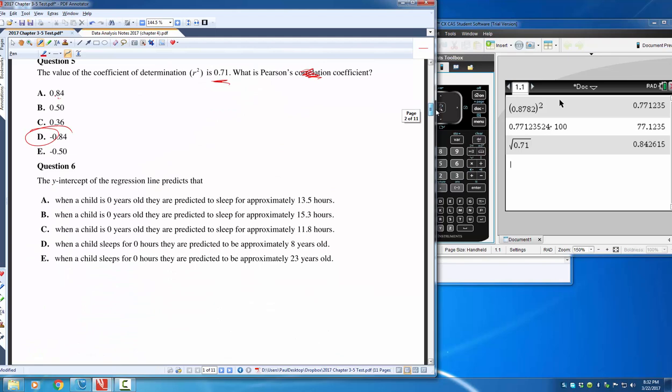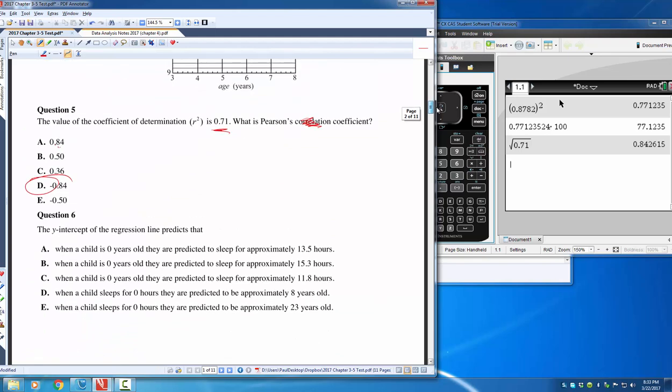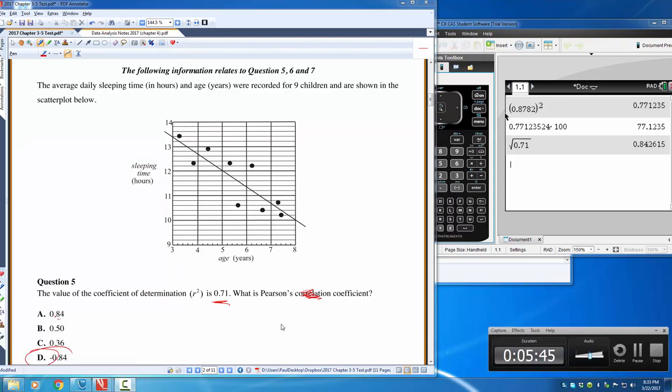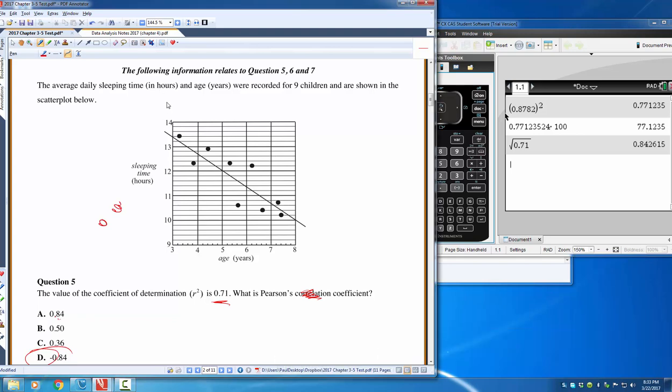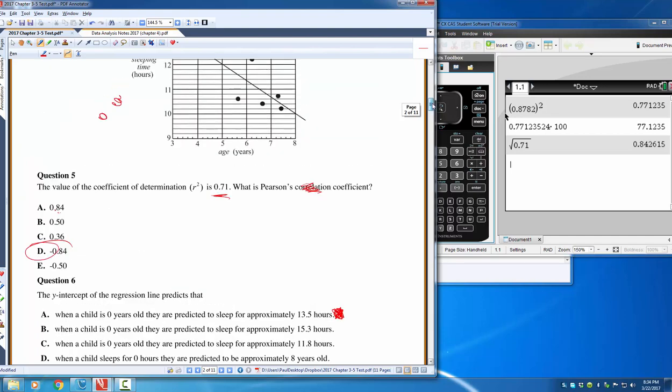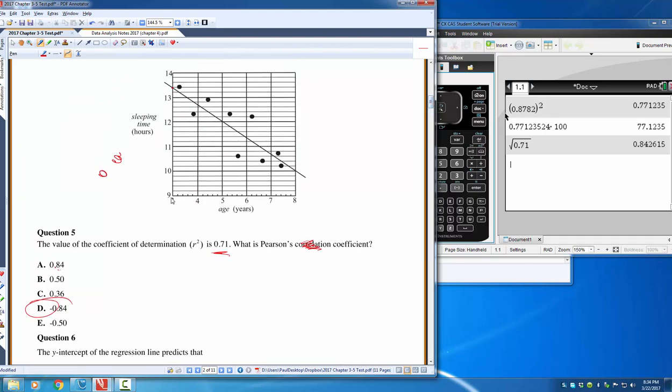Alright, next question. The y-intercept of the regression line predicts that. Let's have a look at this graph again and at the y-intercept, and it appears to be there, roughly 13.5. So let's go down and have a look. This one looks tempting, but before you answer, I want to make sure that you look and see where the origin is.